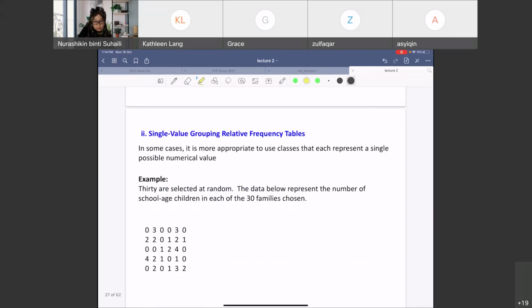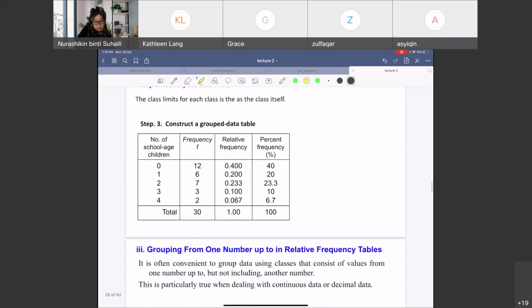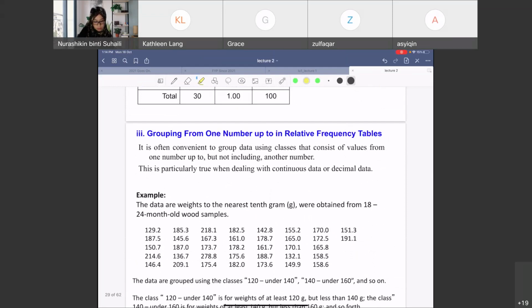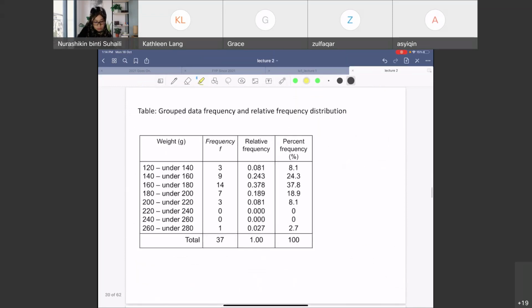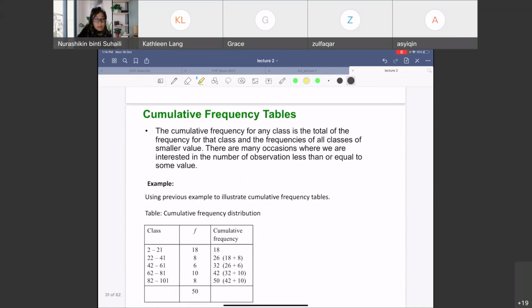Okay, what else? This is another example that you can try. I will just go directly into the main points and will not go through them one by one. It is the same thing, relative and percentage. Now we have another thing. After relative, we have cumulative frequency tables.